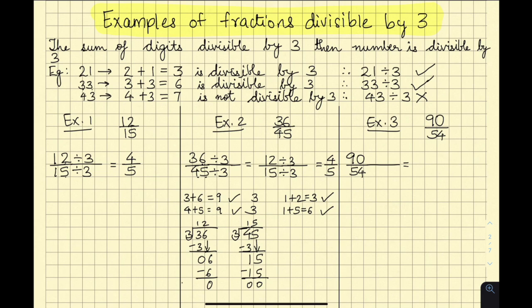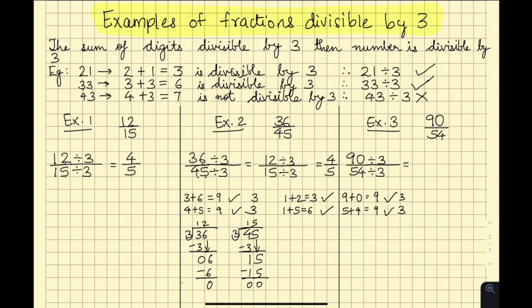Now when I check divisibility by 3, I add the digits 9 and 0. I get 9 plus 0 equal to 9. It is divisible by 3. I add the other digits 5 and 4 of the number 54. I get 9. It is divisible by 3. So this shows that both the numbers 90 and 54 are divisible by 3.